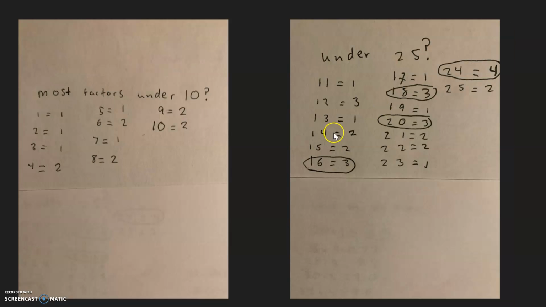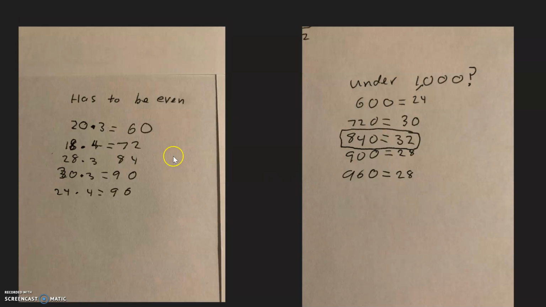I multiplied these numbers to try to get them as close to 100 as possible. Then from there, I added a 0 to them. So 60 became 600, 72 became 720, and so on. From there, I found how many factors each of these had. So 600 had 24, 720 had 30, 840 had 32, 900 had 28, 960 had 28.